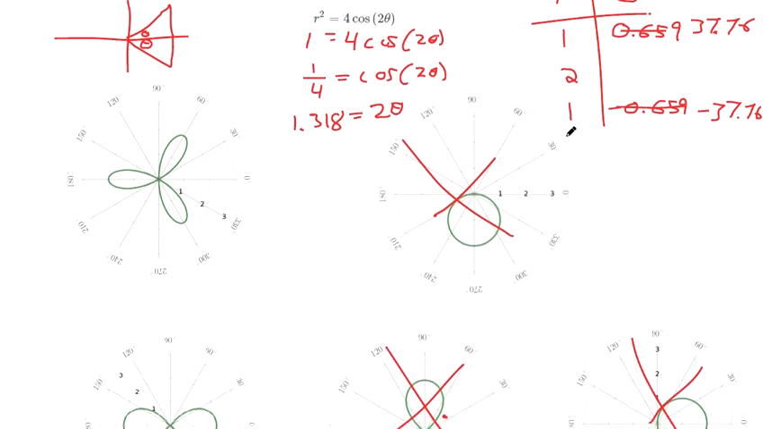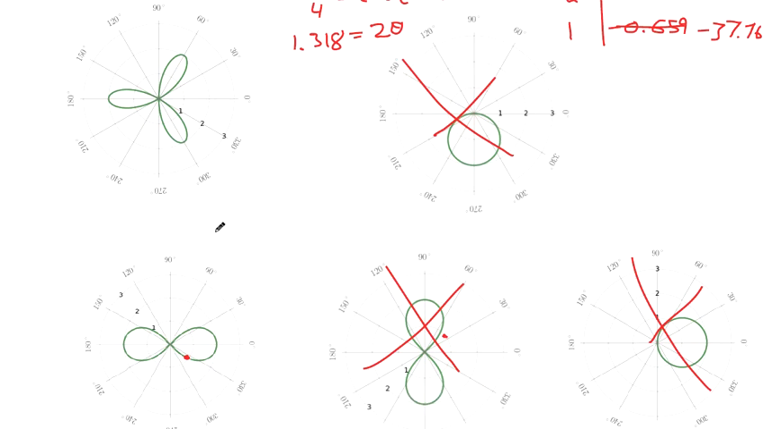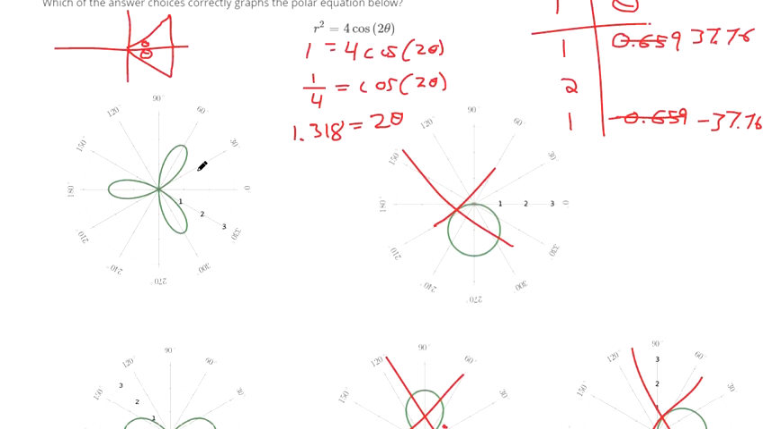And then we're also supposed to have a point at negative 37.76 degrees, which means we're going in the opposite direction. So this would be negative 30. So negative 37.7 and 1 for R would be right here. That one is possible. Negative 37.7 and 1 for R. This one is also possible. Okay, so that didn't help us eliminate any of them. These last 2 are still in the running.